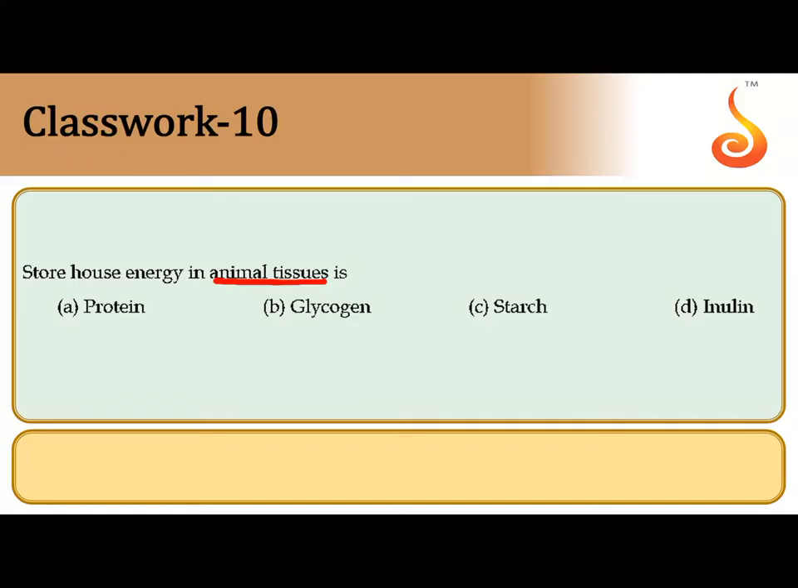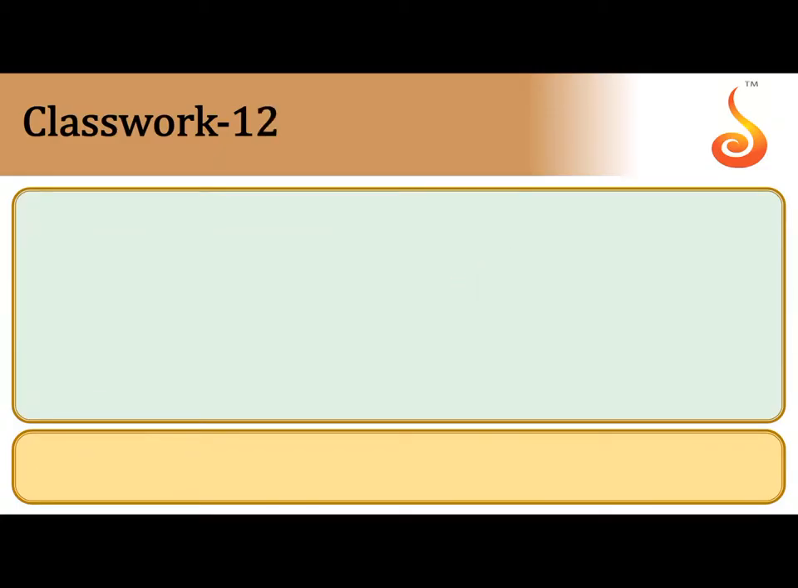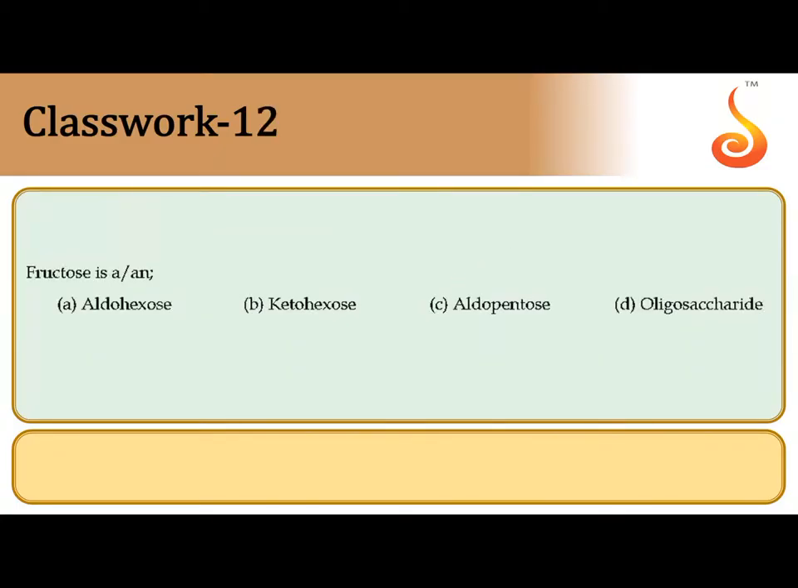Storehouse of energy in animal tissues. Which is animal starch among the following? Glycogen is the animal starch. The most abundant elements in the protoplasm are carbon, hydrogen, and oxygen. Very basic question. Fructose is a sugar which has a ketone group, and it is a sugar which contains 6 carbon atoms with a ketone group in it, and that's why we say fructose is a ketohexose.